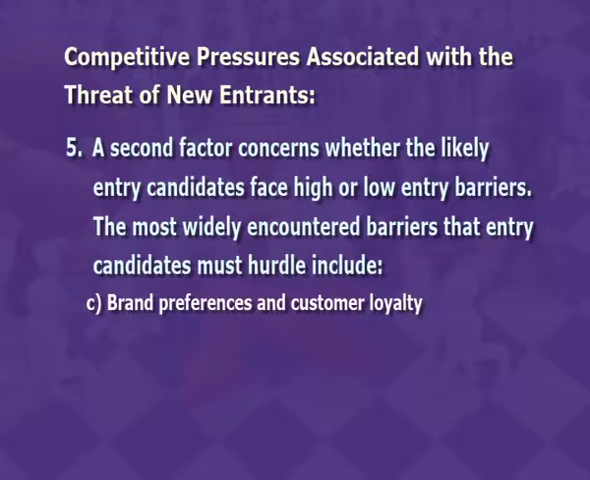Existing firms may have low unit costs as a result of experience or learning curve effects, key patents, and partnerships with the best and cheapest suppliers of raw materials and components, proprietary technology, know-how not readily available to newcomers, favorable locations, and low fixed costs. C. Brand preferences and customer loyalty. In some industries, buyers are strongly attached to established brands.